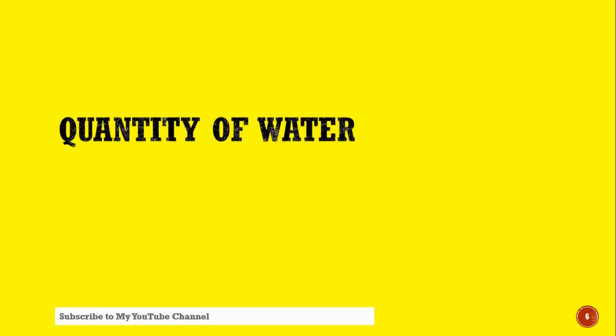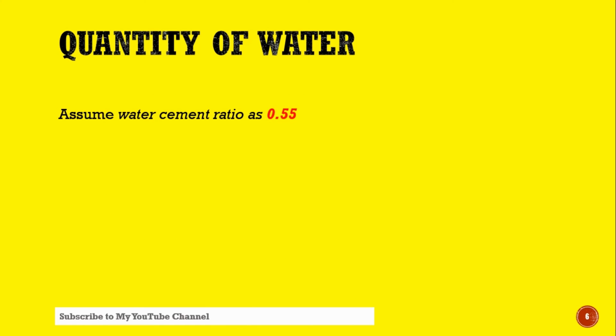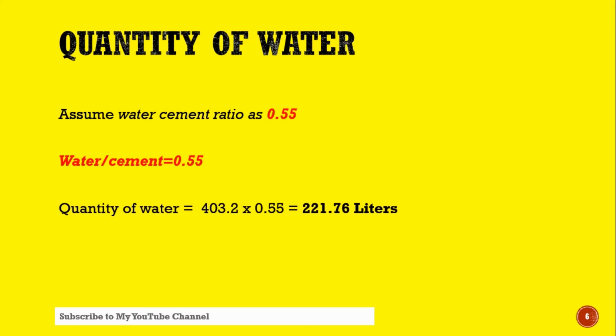Now let's calculate the quantity of water. I am assuming water cement ratio as 0.55. To get the quantity of water, you have to multiply 0.55 with quantity of cement, that is 403.2 multiplied by 0.55, which is equals to 221.75 kg, or you can say liters of water.